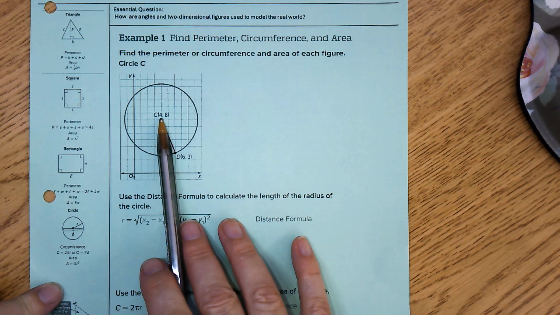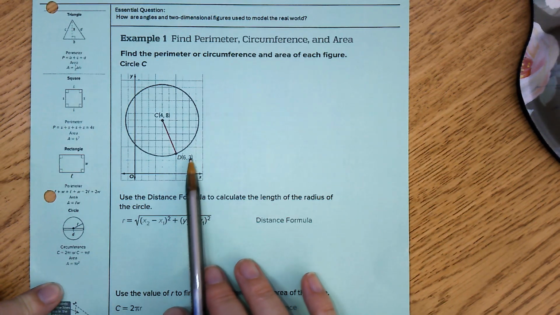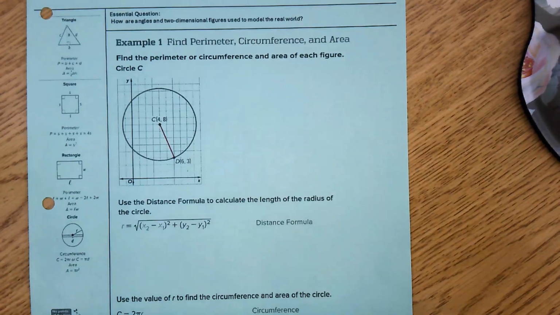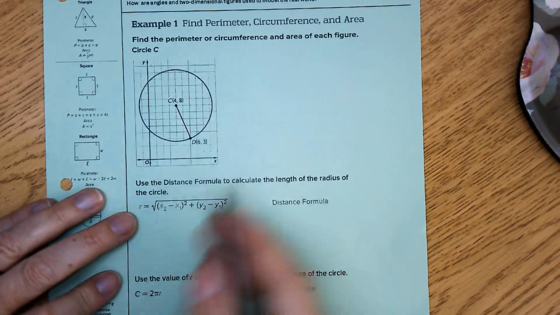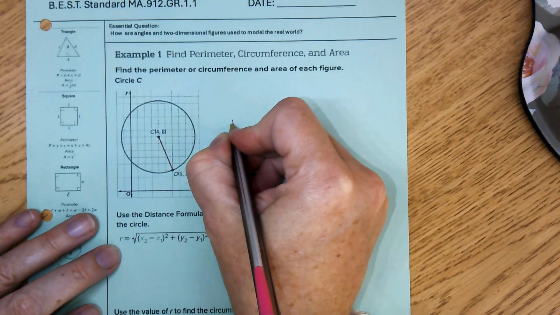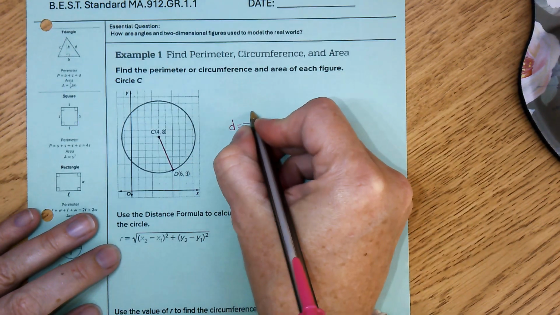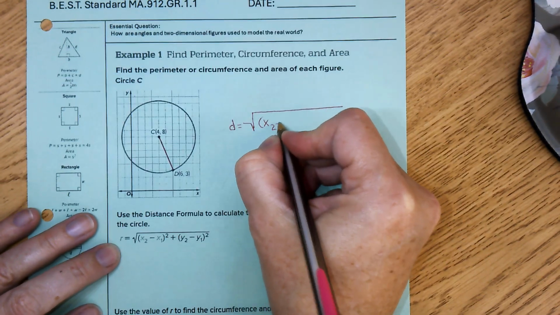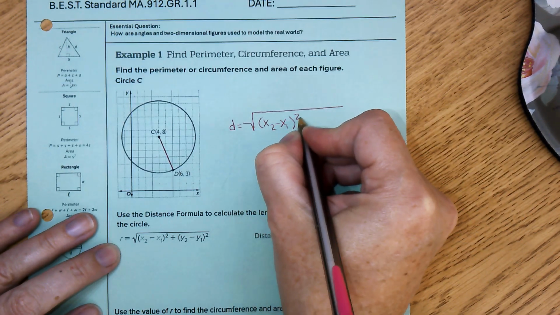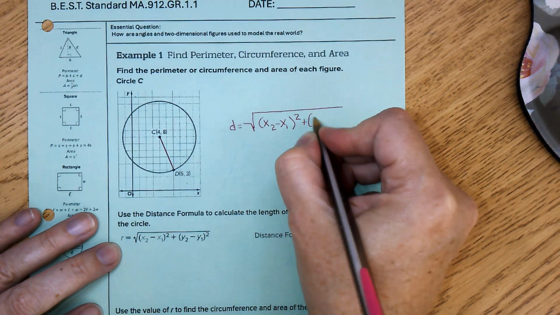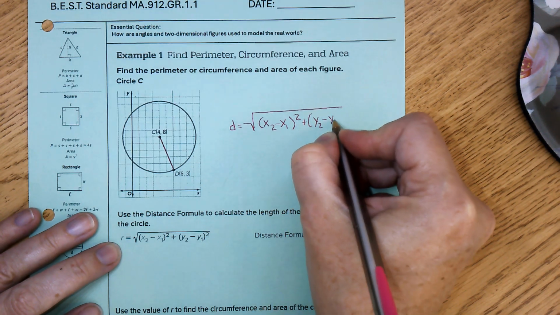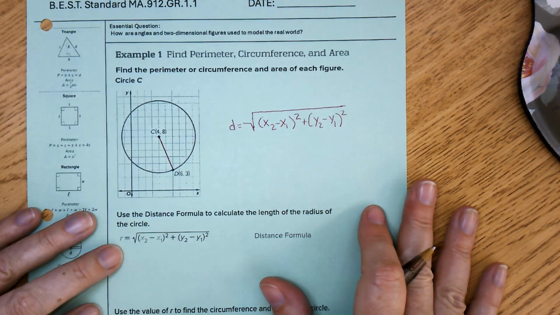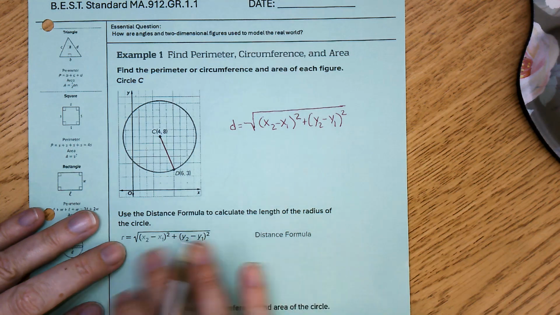So from the center point, which is (4, 8), out to the edge, which is (6, 3) for this one, we have to find the distance. So we use our distance formula. It's the square root of your change in x squared plus the change in y squared. First we're going to find the distance of the radius, so this is just our distance formula.